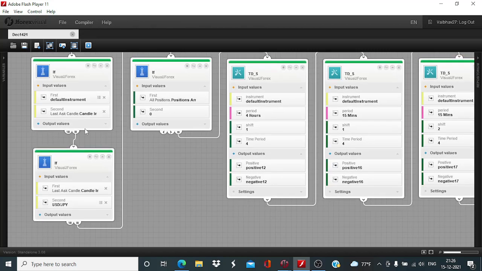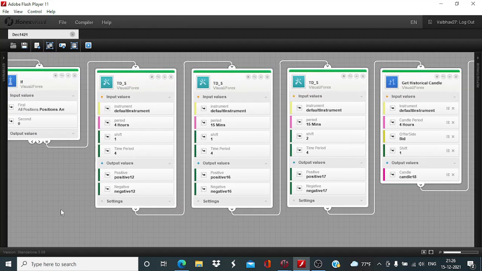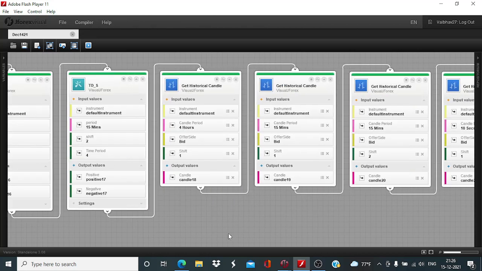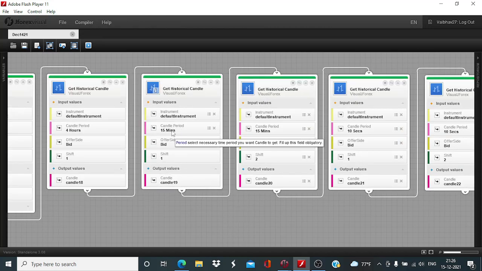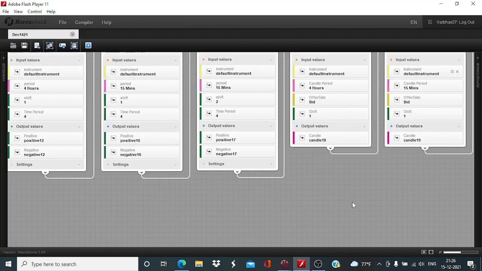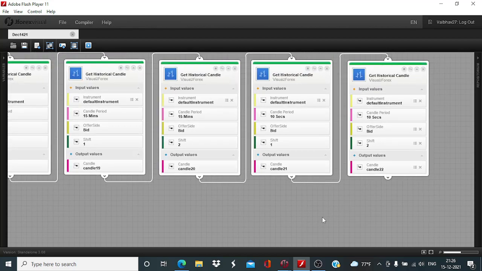In the last session, we had carried out this instrument subscription. Afterward, the position amount was defined at 0. These TDS blocks of the varying candle periods have been added. First one is 4 hours. These two are of 15 minutes each. And to look at the price action data, we are also taking the help of this get historical candle. This one is 4 hours, whereas the second is of 15 minutes, and these two are of 10 seconds each. These two and these two 15 minutes. Okay, so this was what we had constructed in the last session.